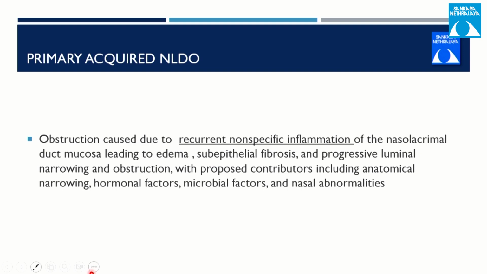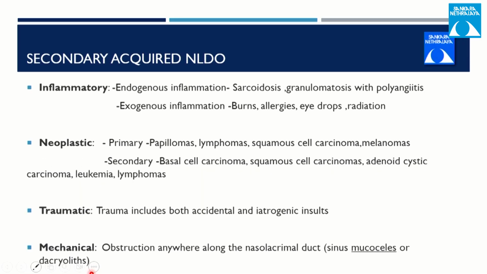Primary acquired NLDO. In this, the obstruction is caused due to a recurrent non-specific inflammation of the NLD mucosa, which then leads to edema, subepithelial fibrosis, progressive luminal narrowing, and obstruction, with proposed contributors including anatomical narrowing, hormonal factors, microbial factors, and nasal abnormalities. In secondary acquired NLDO, you have inflammatory, neoplastic, traumatic, and mechanical causes.